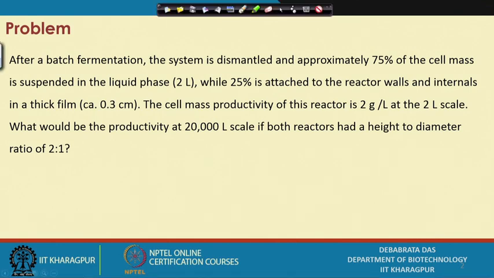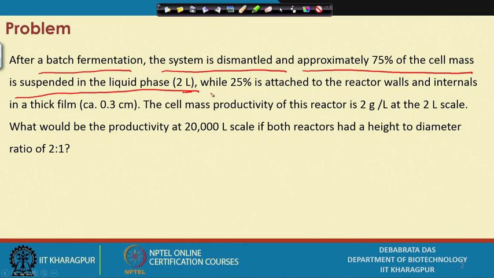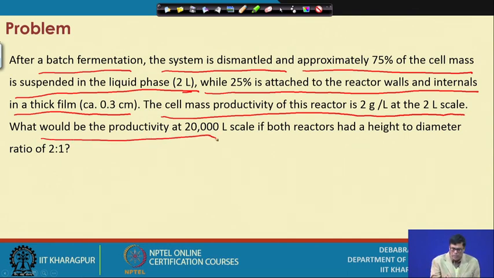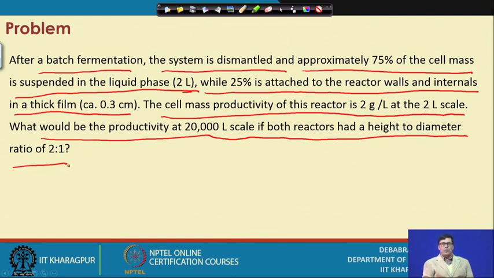The problem says: after a batch fermentation the system is dismantled. Dismantled means you just open it up, and approximately 75% of the cell mass is suspended in the liquid phase, that is the 2 liters, while 25% is attached to the reactor wall and internals with a calculated thickness of 0.3 centimeter. Cell mass productivity of the reactor is 2 gram per liter at 2 liter scale. What will be the productivity at 20,000 liter scale if both reactors have a height to diameter ratio of 2:1?